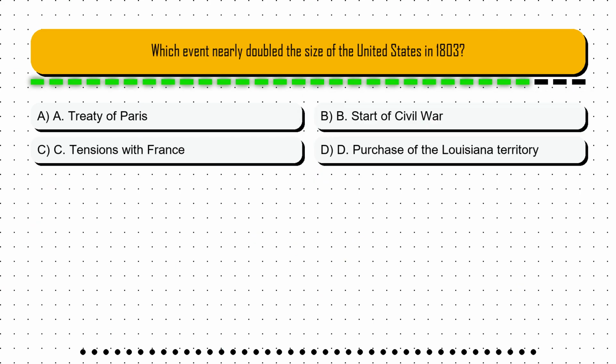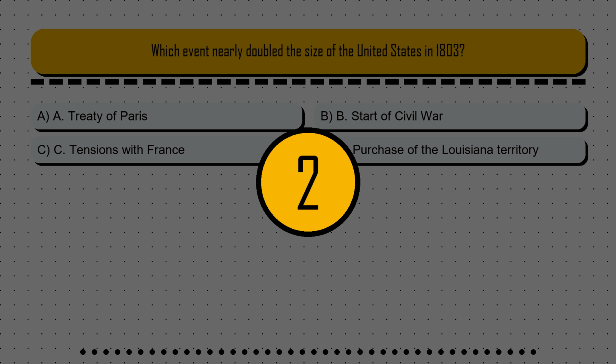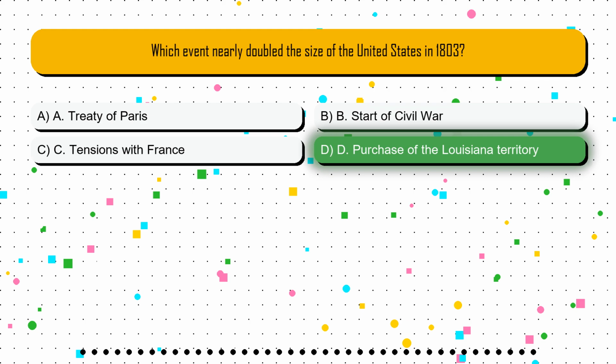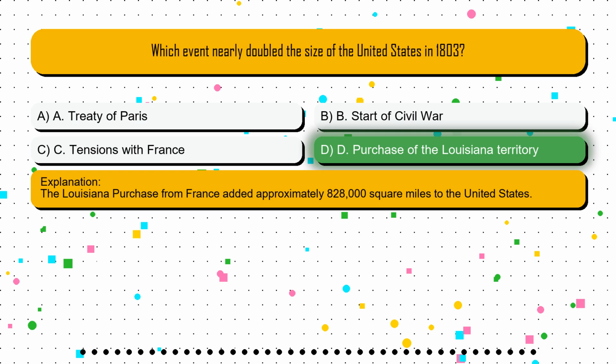Question 32. Which event nearly doubled the size of the United States in 1803? Option A, a Treaty of Paris. Option B, a start of Civil War. Option C, tensions with France. Option D, purchase of the Louisiana Territory. The correct answer is option D, purchase of the Louisiana Territory. The Louisiana Purchase from France added approximately 828,000 square miles to the United States.